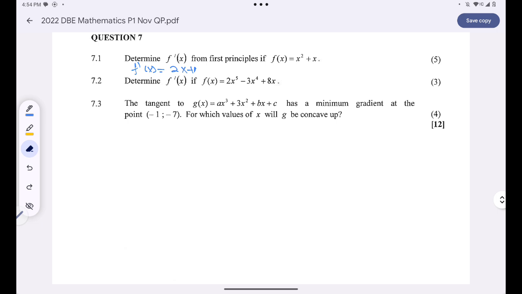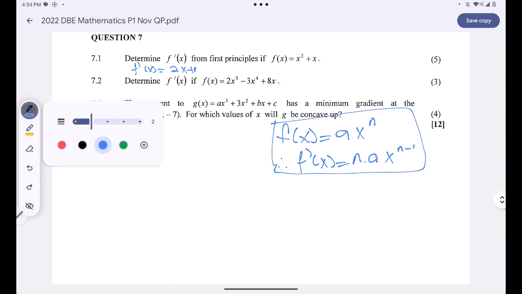In this case, they didn't stipulate that I must derive from first principle, so I can simply use the rule. Remember that the rule says if f of x is equal to a x to the power n, therefore to find the derivative, I'll simply take the exponent, multiply with the coefficient of the variable I'm deriving, and then I'll just subtract 1 on my exponent.